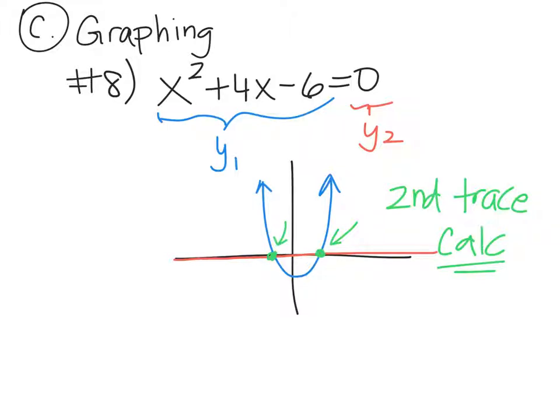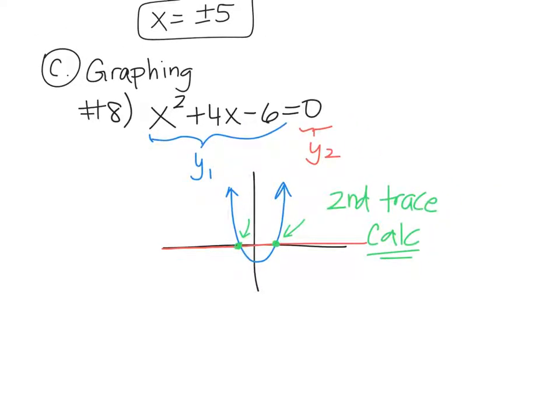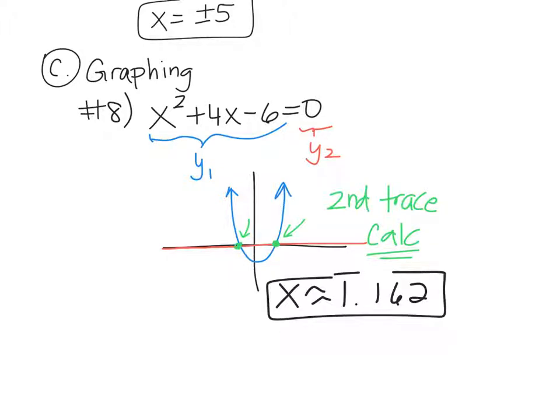Is it pretty? No. You can round to 3 decimal places, and you get x is approximately 1.162. Now, some of your calculators may have found the other one. Did anybody find the other one first? Yeah, okay. Well, we need both of them, so here's how you find the other one. Doesn't matter which one they found first.